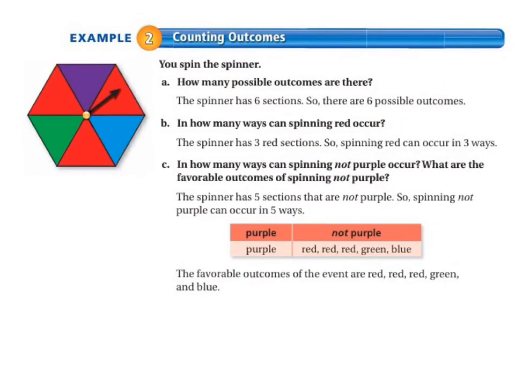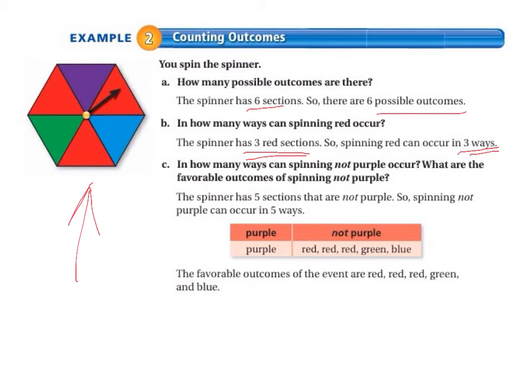Example 2, counting outcomes. Look at the spinner at the left, and we're spinning the spinner. Letter A says, how many possible outcomes are there? The spinner has 6 sections, so there are 6 possible outcomes. In how many ways can spinning red occur? There are 3 red sections, so spinning red can occur in 3 ways.